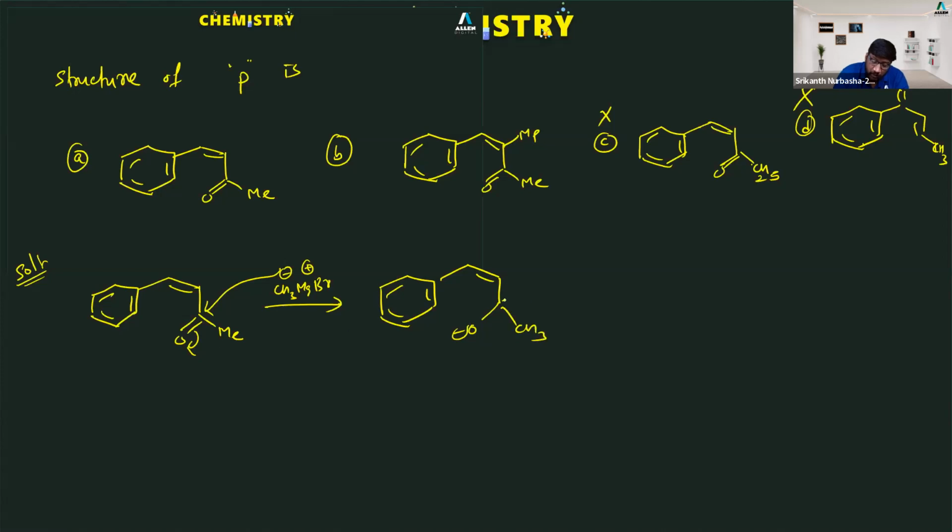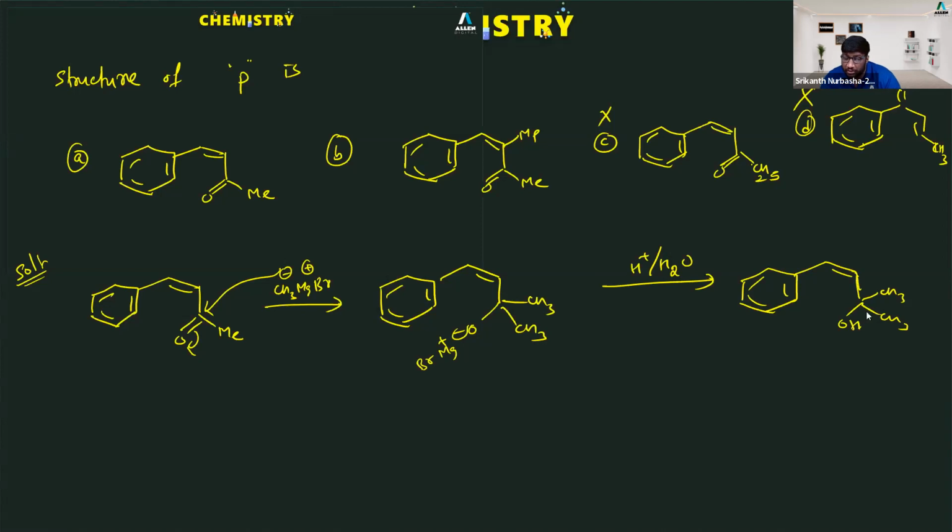Already one methyl is there, and one more methyl is added. Now the O minus will develop an electrostatic force of attraction with MgBr plus. Now we have done H3O plus, that is H plus in the presence of H2O, acidic hydrolysis. You will generate the respective alcohol, CH3, CH3, COH. Everyone got the respective alcohol, right?